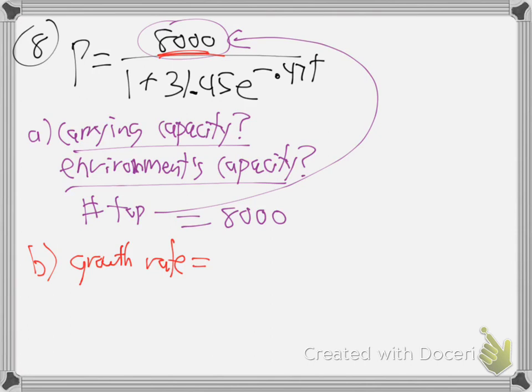And then what's the growth rate? What do you think? It's just like PERT. Would it be e to the negative 0.47? It's right there, but it's positive, not negative. They want a percentage: 47%.